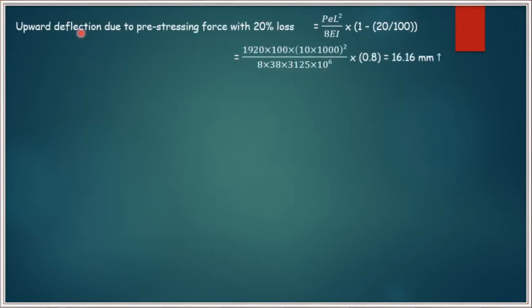So now the upward deflection due to prestressing force with 20% loss we are going to calculate. It will be PeL square by 8EI multiplied by, here we have to account for that 20% loss. So after the 20% loss, the remaining stress will be only 0.8. So whatever the upward deflection is, we are considering with 0.8, meaning 20% loss is accounted in this part, which will be equal to 16.16 mm acting in upward direction.